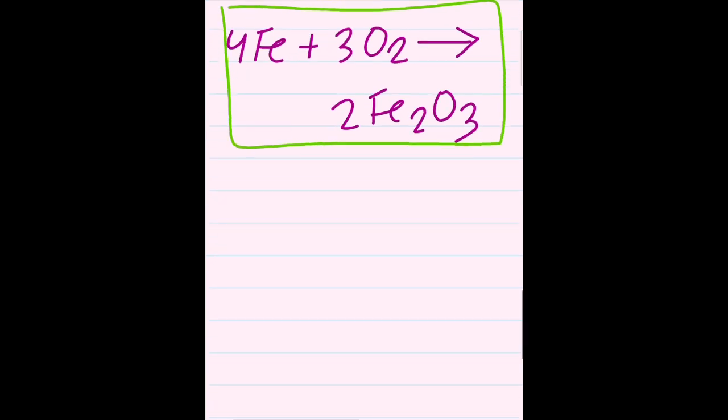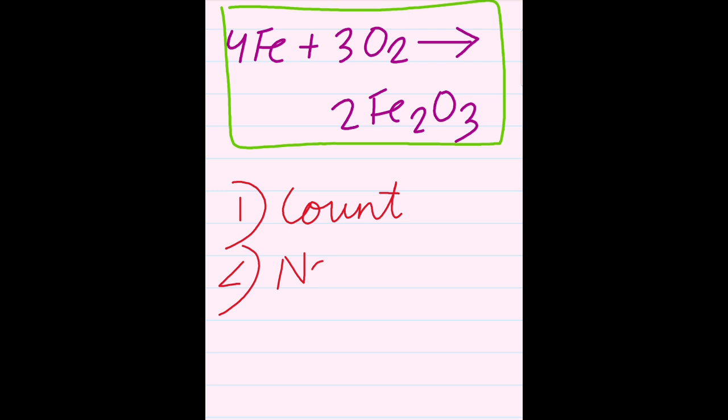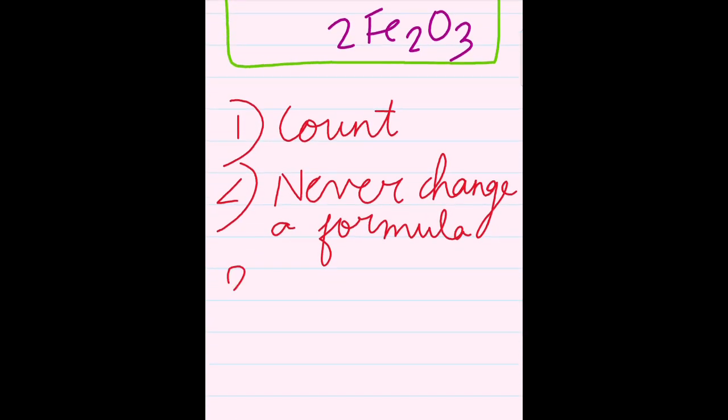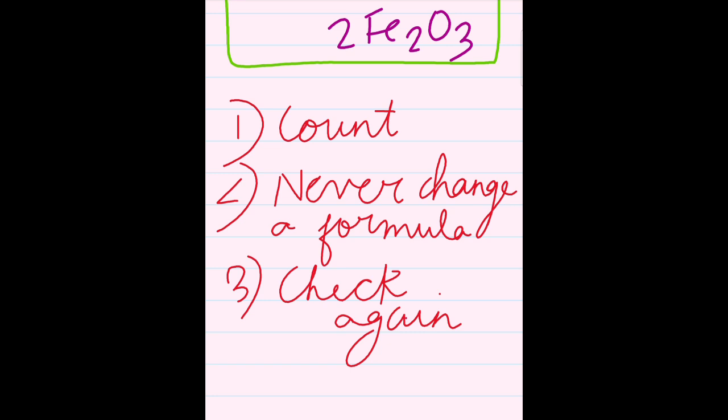So always remember there are 3 golden rules. First rule is count the atoms on both sides. Second rule is never ever change the formula. You are only allowed to place a coefficient, a number in front of the formula to make them equal. You are not allowed to change it. And the third rule is check again. After balancing, after putting a number, count the atoms on both sides again.